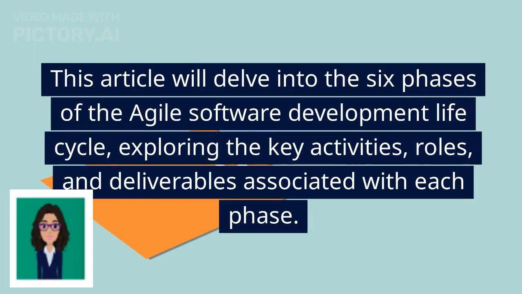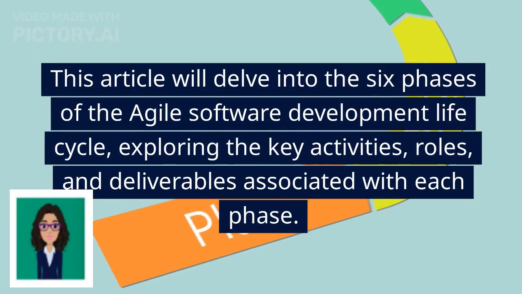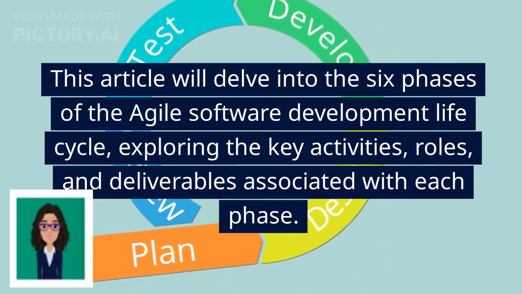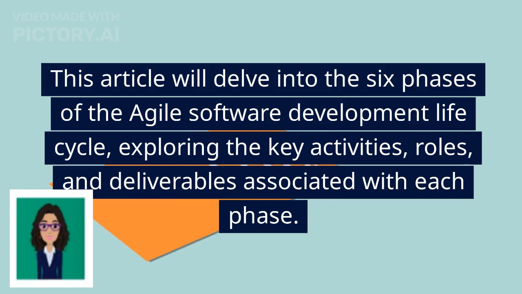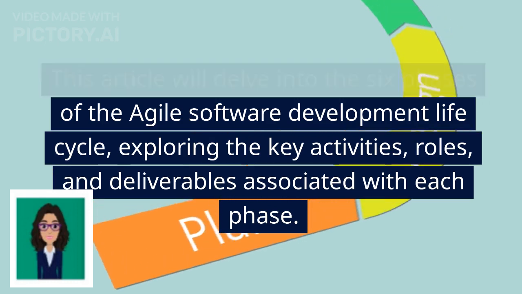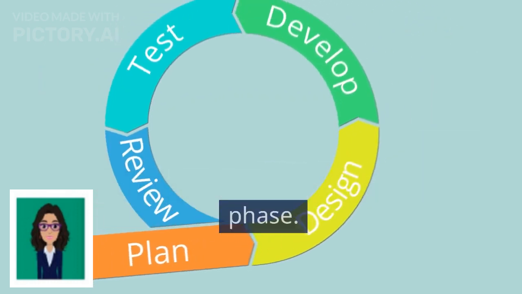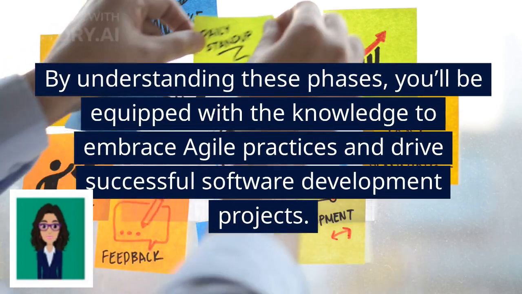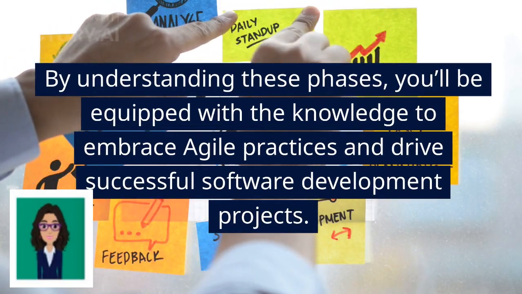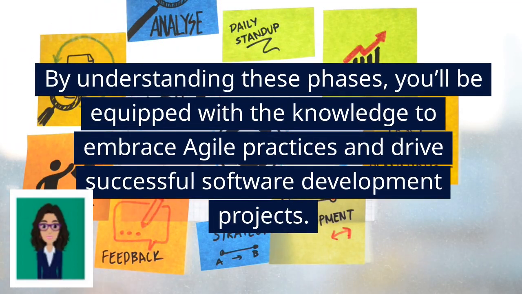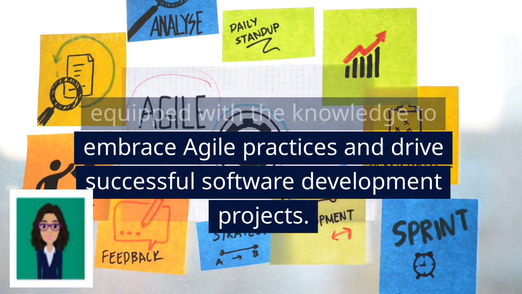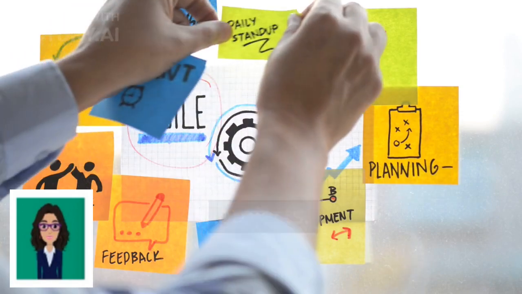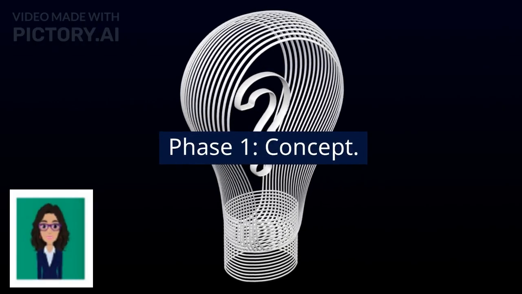This article will delve into the 6 phases of the Agile software development lifecycle, exploring the key activities, roles, and deliverables associated with each phase. By understanding these phases, you will be equipped with the knowledge to embrace Agile practices and drive successful software development projects. Phase 1 – Concept.